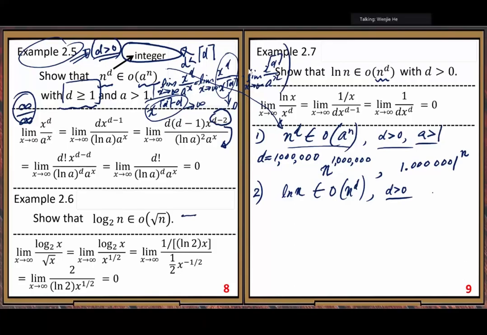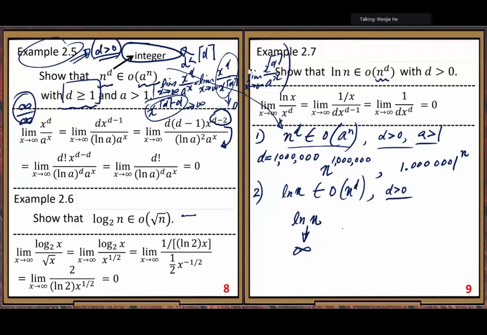Now I ask you to compare these two functions. The first one is the natural log. We know when n goes to infinity, the natural log function also goes to infinity. The second function is a power function with a positive exponent. We can use any positive exponent, and we have this result, right?